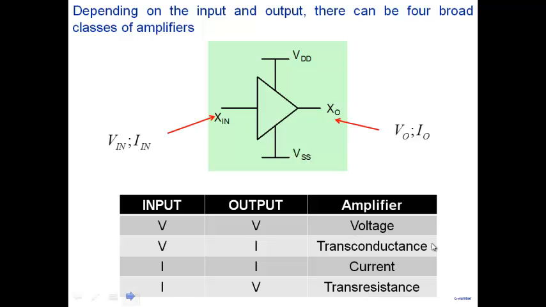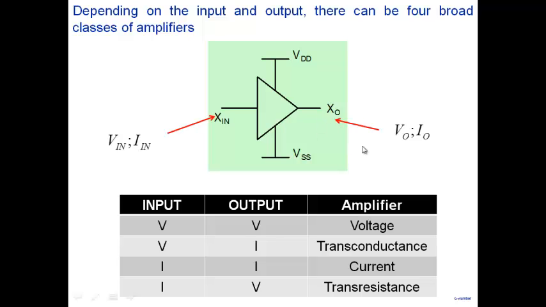So each one of them is important. There are applications where one is interested in a transconductance amplifier. There are applications where one is interested in a current amplifier. But the places where we use amplifiers the most is where our interest is in the ratio of the two voltages, the ratio of output voltage and input voltage itself. And we call such amplifiers voltage amplifiers.